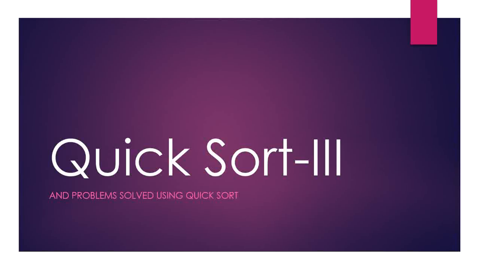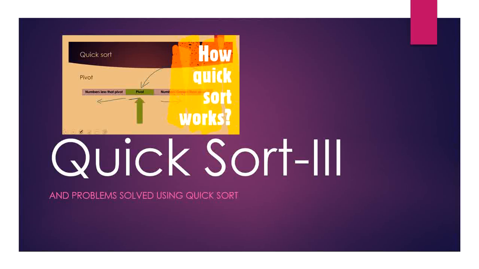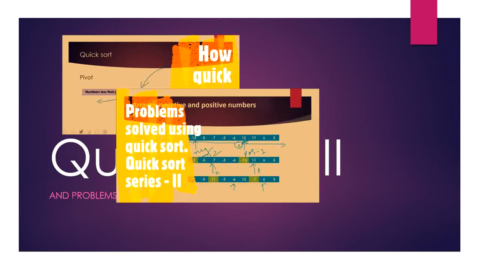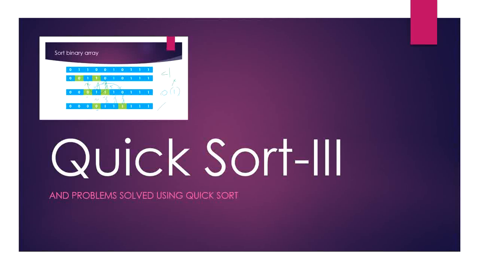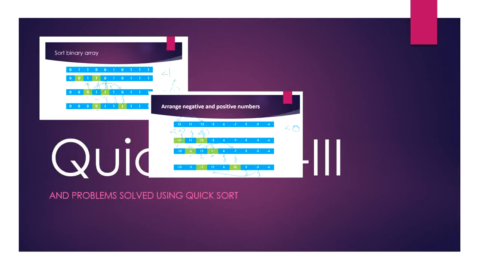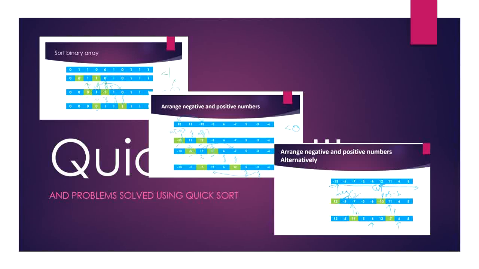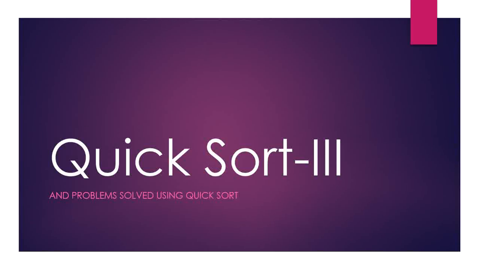So this is our third video in the Quicksort series, where we are seeing how Quicksort works and what problems can be solved using the logic of Quicksort. In our previous video we saw three problems: sorting a binary array, separating negative and positive numbers, and assigning negative and positive numbers alternatively using the quicksort partition logic.